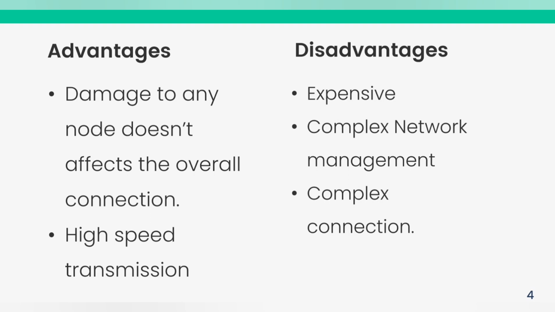Mesh topology is commonly used in scenarios where high reliability, fault tolerance, and redundancy are critical, such as in critical infrastructure, military communications, and large-scale data centers. Partial mesh topologies are also used in smaller networks and Wi-Fi mesh networks for home or office environments to provide extended wireless coverage with redundancy.